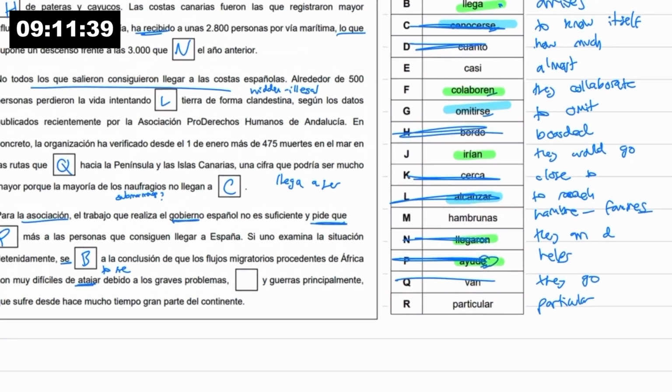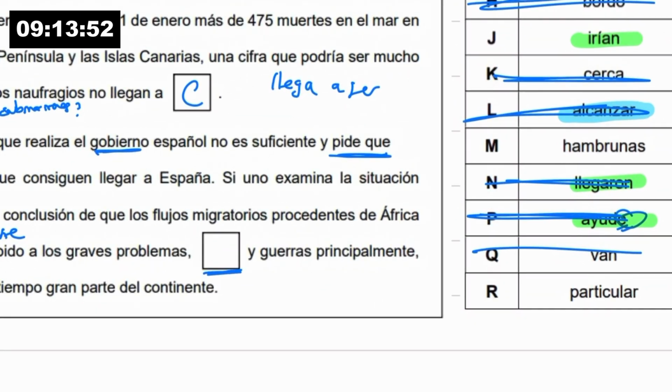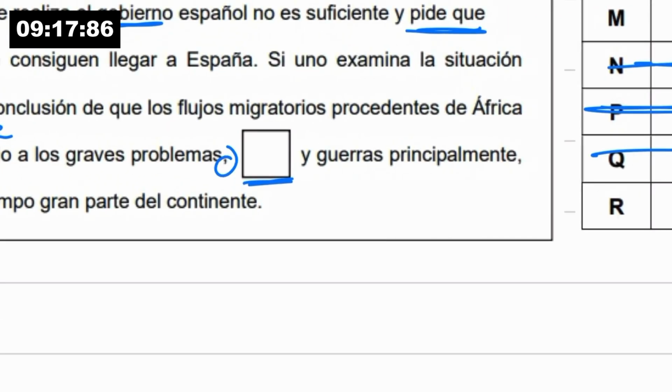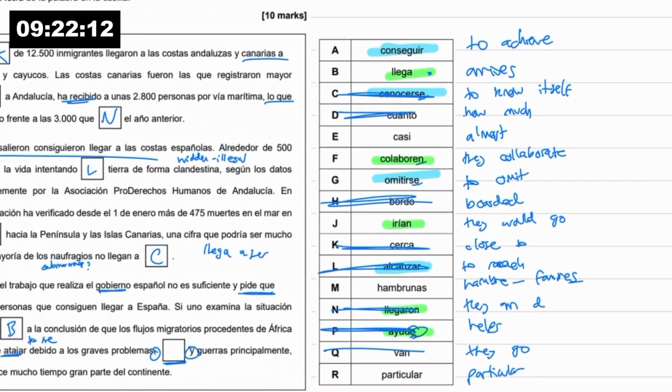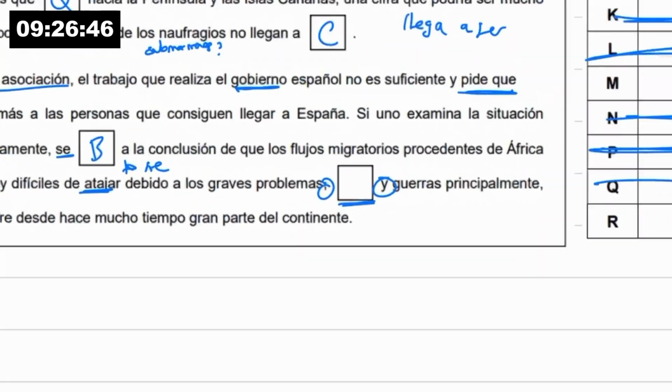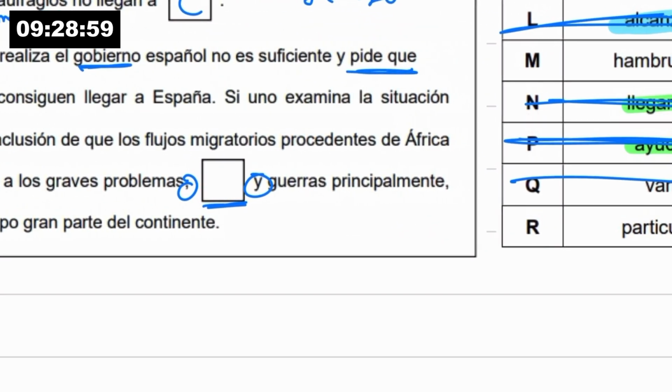Okay, one more gap left. Something y quedas principalmente. We've got a comma and an e, so it's going to be like a list of things. It's going to be a noun, like a few nouns. Hambrunas is a noun. Yeah. What does that mean? Famines. So graves problemas, famines y guerras. Yeah. It's a list of sort of negative events, isn't it?